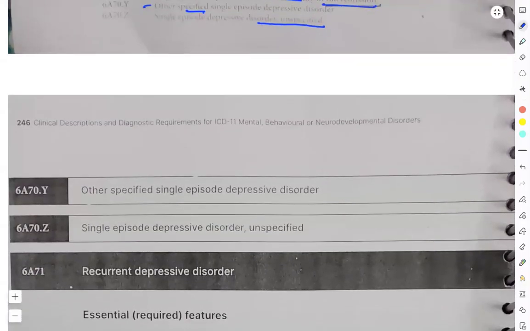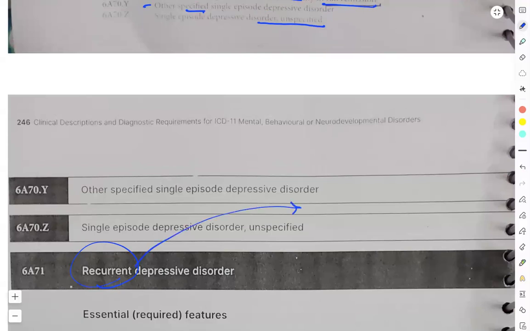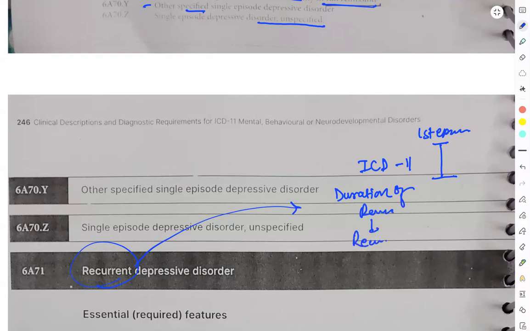Anyone can tell me, when do you call a patient as having recurrent depressive disorder? There is only one difference, that is the duration of remission. What is the duration of remission after the first episode that needs to be present in order for you to say that the patient is having recurrent depressive disorder? So you have the first episode, then there is a duration where the patient should be in remission, and then the second episode occurs. This is called recurrent depressive disorder. So what is this duration? Anyone?